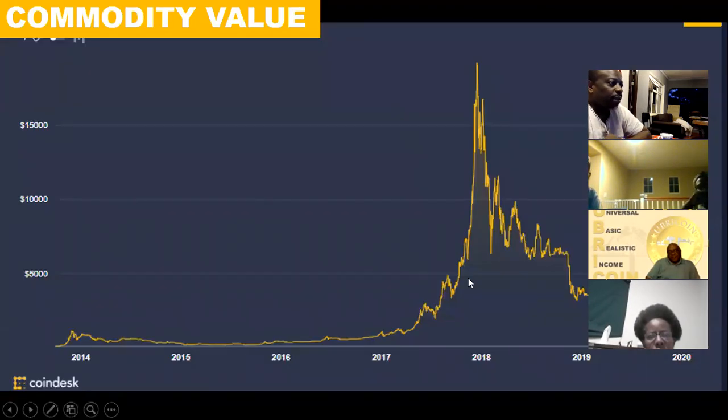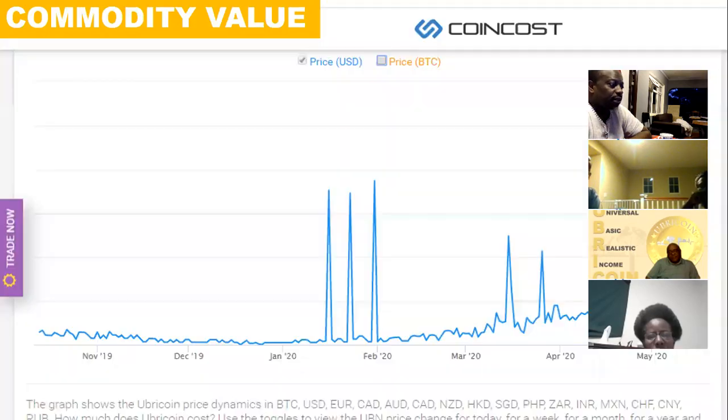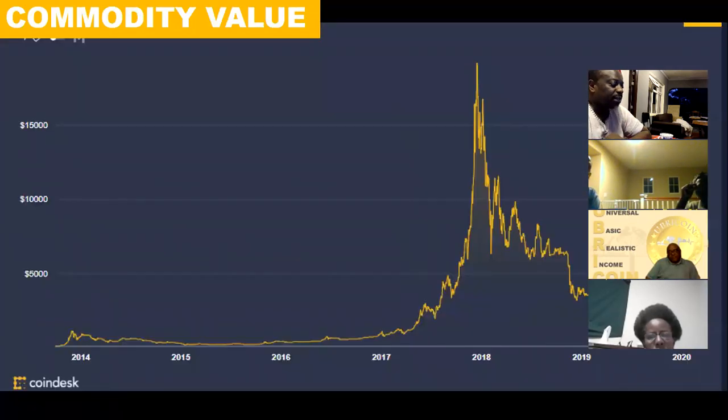So the commodity value of money, as you can see on this slide, is the Bitcoin slide. Remember, Bitcoin was created in 2009, but came online in 2010. But its value never materialized for a long time. Until 2017, Bitcoin's value was just creeping on the floor, crawling like a small caterpillar. Then around 2016, it started waking up.